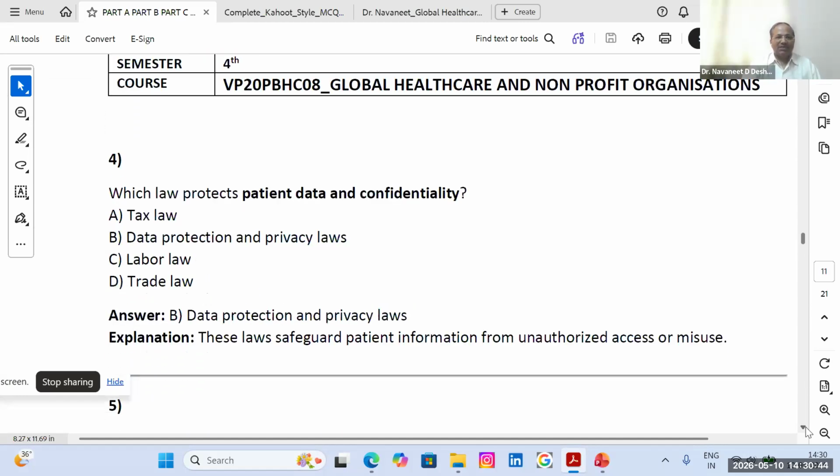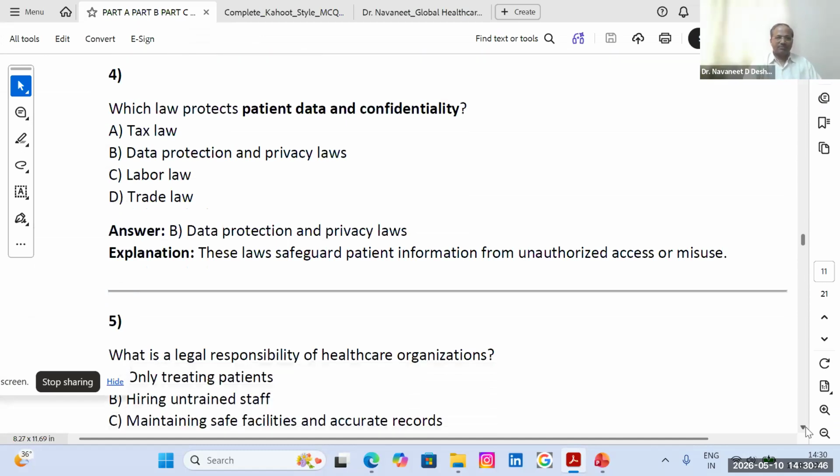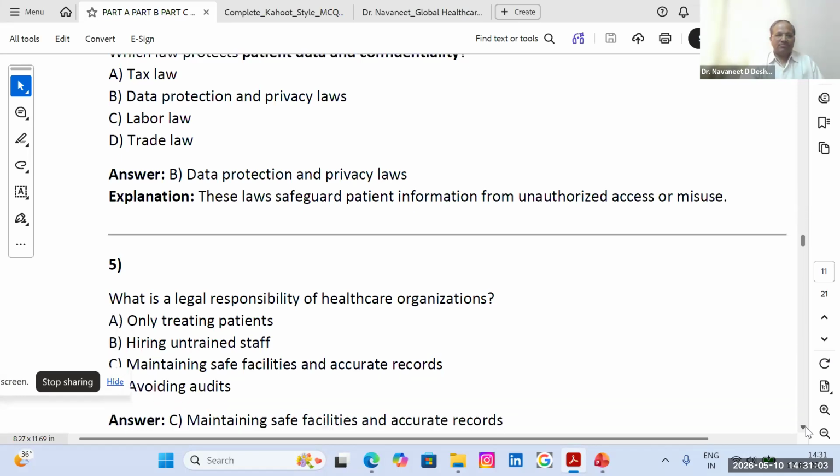Fourth, which law protects patient data and confidentiality? A. Tax law. B. Data protection and privacy laws. C. Labor law. And D. Trade law. The correct answer is B. Data protection and privacy laws. These laws safeguard the patient information from unauthorized access or misuse.